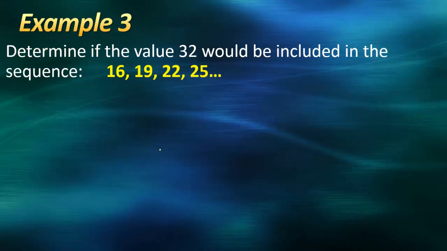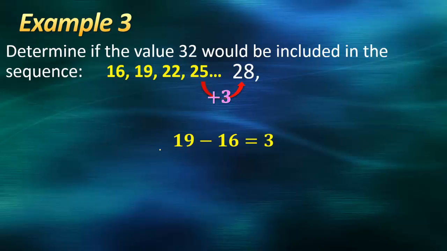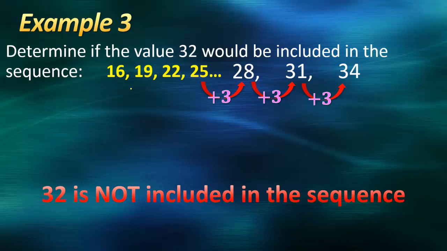So another example. Determine if the value of 32 would be included in the sequence. So what's the difference? 19 minus 16 is 3. So we're adding 3 each time. So 25 plus 3 is 28. 28 plus 3 is 31. 31 plus 3 is 34. So we passed the number now, which means what? It means that 32 is not included in the sequence.